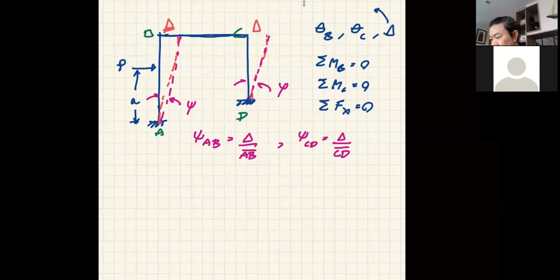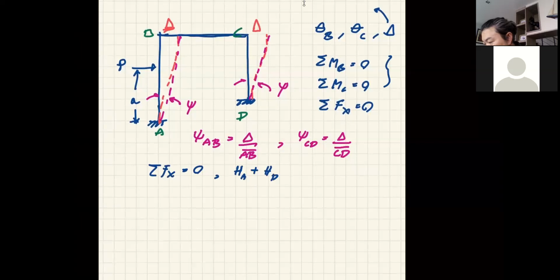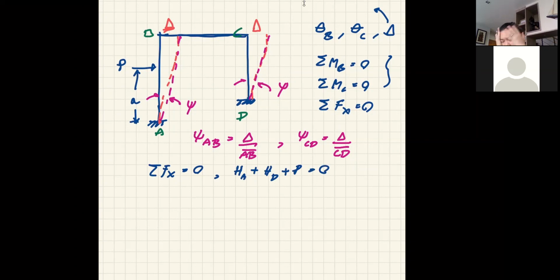But now when you consider your sigma Fx, for these two basic equations, we're not going to spend time on it, okay? So let us focus on sigma Fx equal to 0. Or you can say HA plus HD plus P equal to 0. But this time, you are going to have the force on member AB.